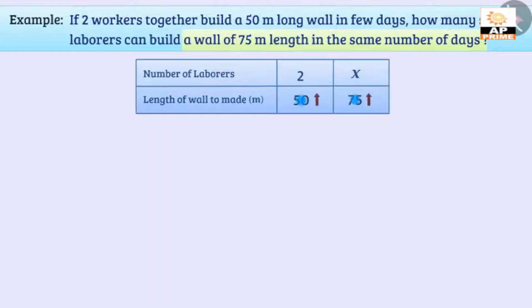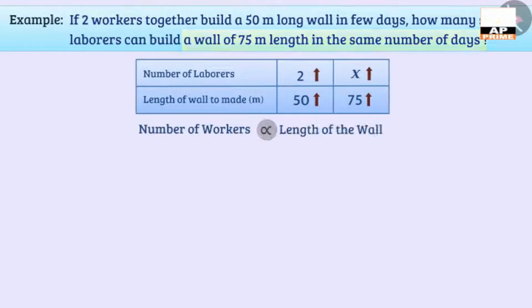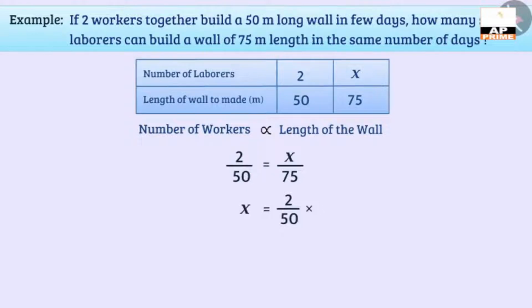Work will also increase in the same ratio as the number of laborers will increase. In this way, the number of workers and the length of the wall is in direct proportion. So, for the given situation, we can write 2 by 50 is equal to x by 75, means x is equal to 2 by 50 multiplied by 75 is equal to 3 laborers. Therefore, it will take 3 laborers to build a 75-meter long wall.